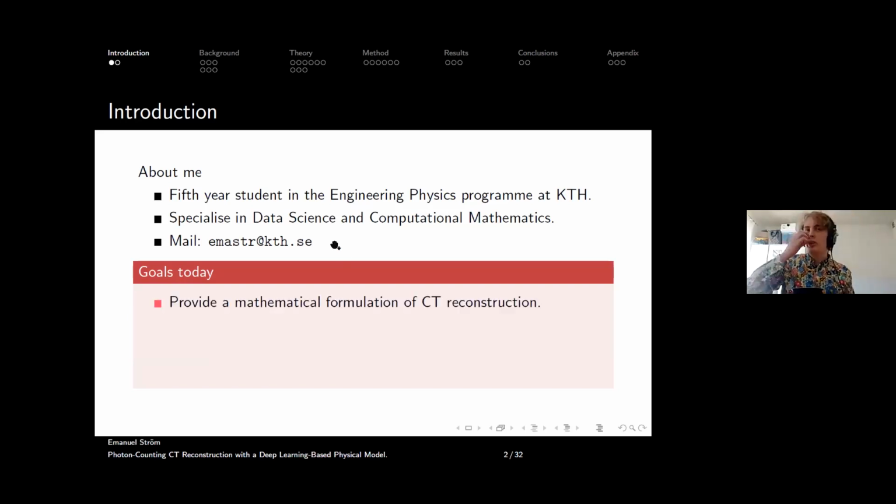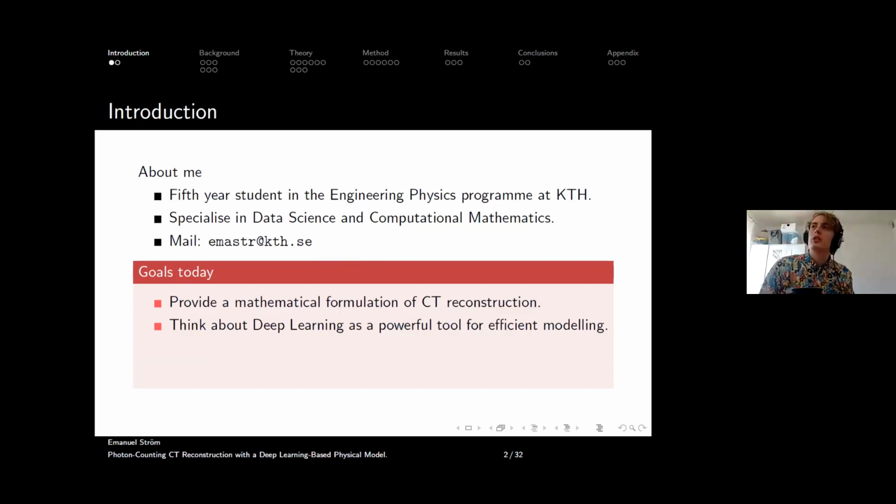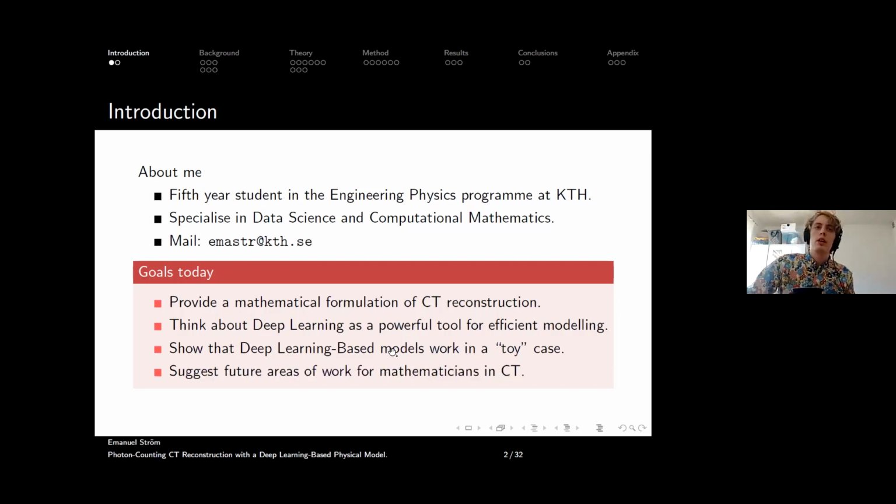First I want to provide this mathematical formulation of CT reconstruction, and then we want to get you thinking about deep learning as a tool for creating or learning physical models. And then by looking at the toy case, which we did in the thesis, I want to show that this seems to work. It's a good idea in some sense. And lastly, for everyone that has the means or funding to do so, I want to suggest new spin-off areas of research for continuing this topic.